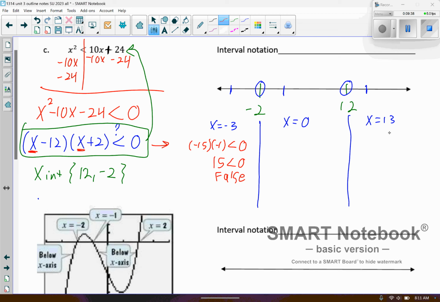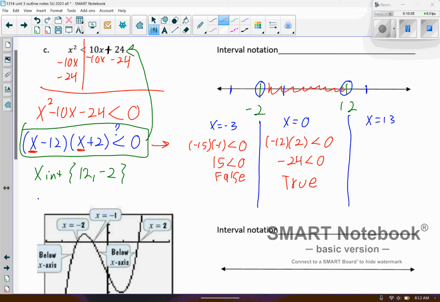Then if we plug in 0, we get negative 12, and then 0 plus 2 is 2. Negative 12 times 2, is that less than 0? Well, yep, because when we multiply that together, we get negative 24, which is less than 0. So that comes back as true. This one looks like it's going to be pretty similar to our previous example right here.